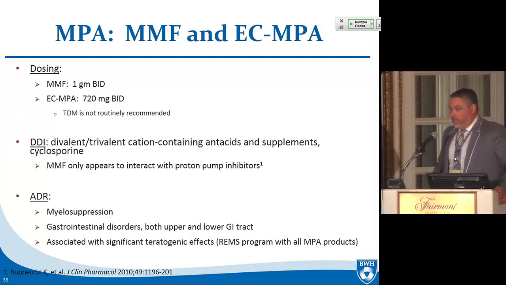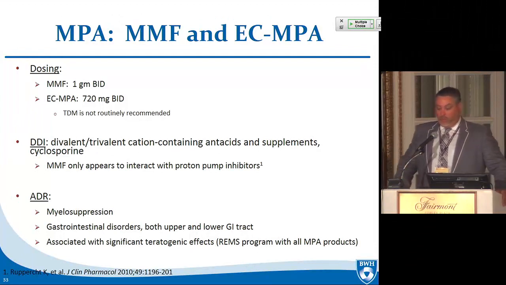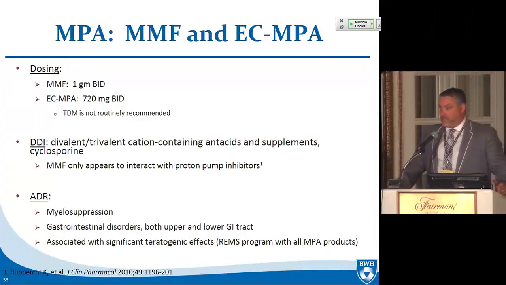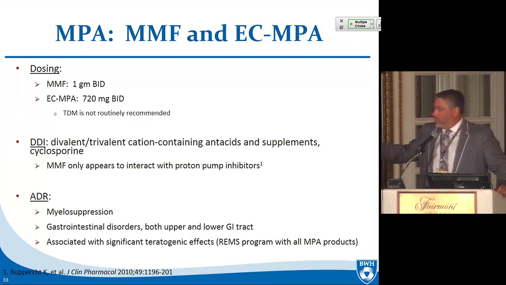From an adverse event perspective, incredibly well-tolerated drugs. They cause some myelosuppression. The biggest problem we see is that they cause both an upper and lower GI adverse event. The enteric-coated version causes the same number of GI adverse events as the non-enteric-coated version because it's a systemic side effect. And so you see similar adverse events in both, and you see this in about 20 to 30% of your patients.